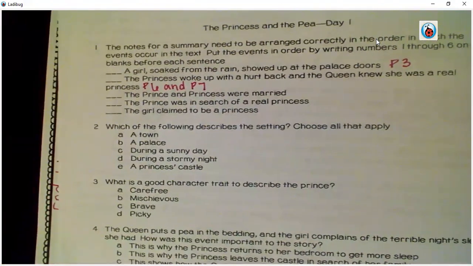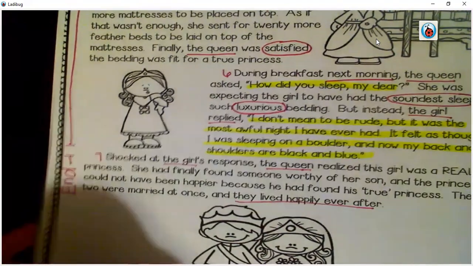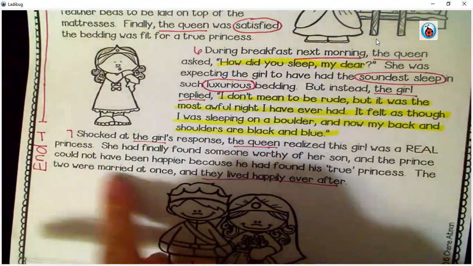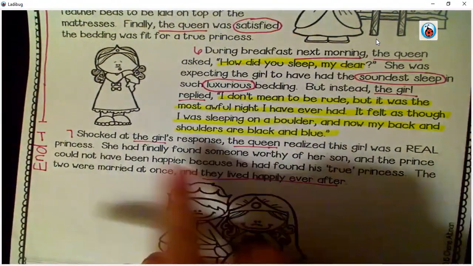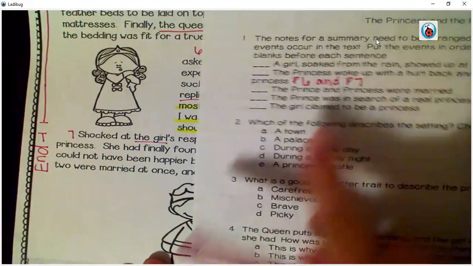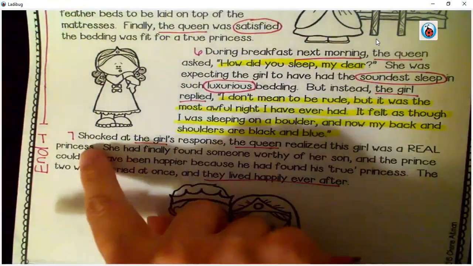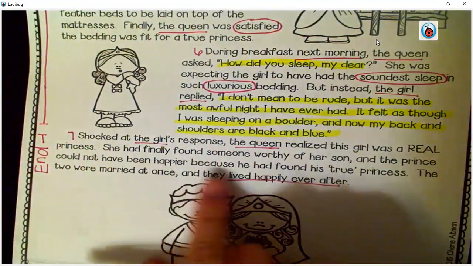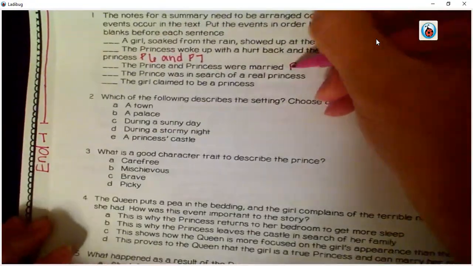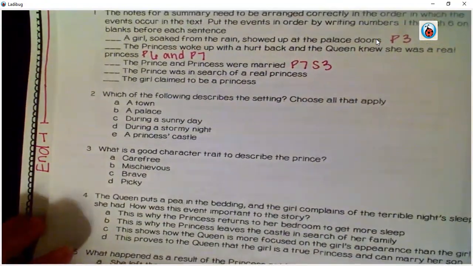The prince and princess were married. I know that when I read this, that was the last thing that happened in the story. So that's the last sentence. The two were married at once and they lived happily ever after. So that was paragraph 7. And since we've already used paragraph 7, I'm going to make sure to tell the sentence that this happened in as well. So this is paragraph 7, sentence 1, 2, sentence 3. So P7, S3, paragraph 7, sentence 3.